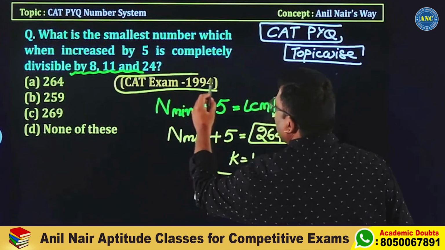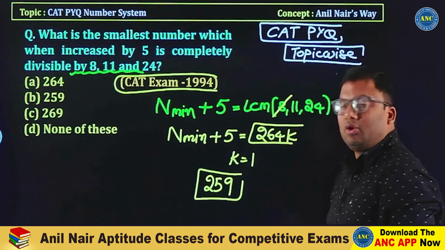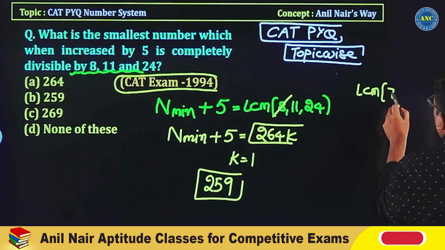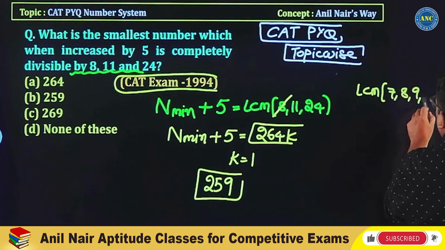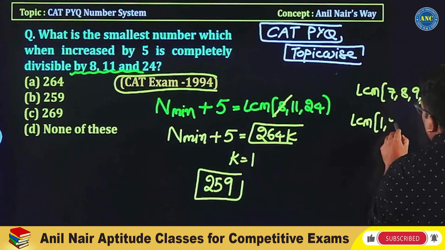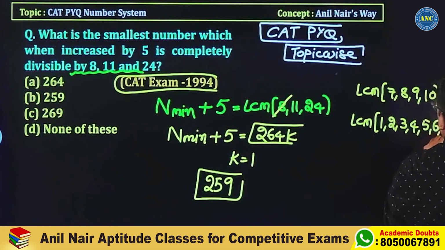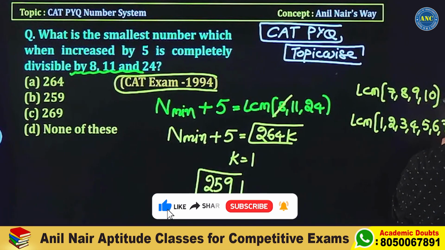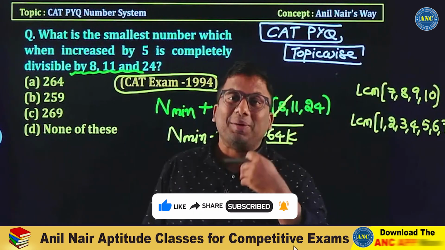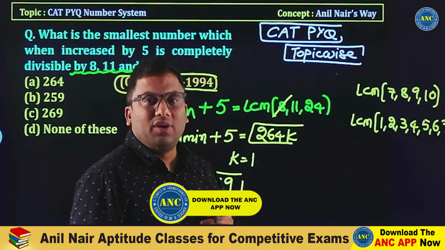Original CAT exam question, 1994. 8, 11, 24. Why did I not do 8? Whenever you are doing an LCM, see here, sir, LCM of 7, 8, 9, 10 and LCM of 1, 2, 3, 4, 5, 6, 7, 8, 9, 10. If I ask you which one is greater and which one is smaller, just because the numbers are more does not mean that the LCM of that right box will be more.